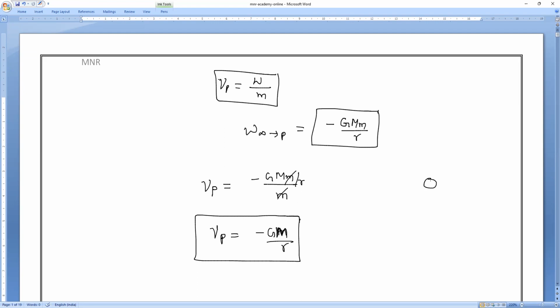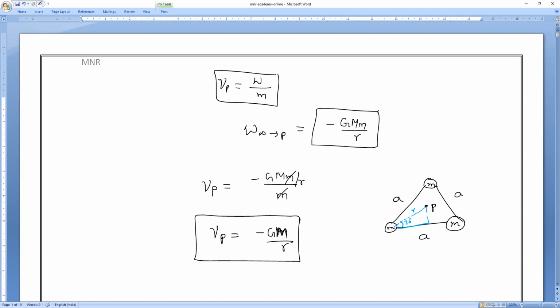Three masses are present at equal distance from one another, in an equilateral triangle. Then what is the potential at this point? We have calculated that. If I take this point, I am trying to find r. This equilateral triangle has 60 degrees, so this angle will become what? 30 degrees. Am I right?